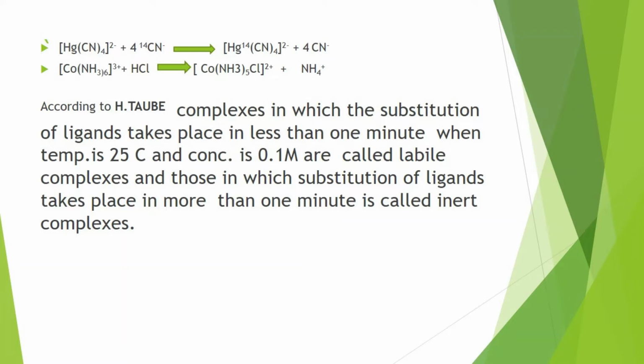Labile complexes are those complexes in which substitution reaction takes place readily, and inert complexes are those in which substitution reaction takes place very slowly. According to Taube, complexes in which the substitution of ligands takes place in less than 1 minute at a temperature of 25 degrees centigrade and a concentration of 0.1 molar are called labile complexes, and those in which substitution of ligands takes place in more than 1 minute are called inert complexes.